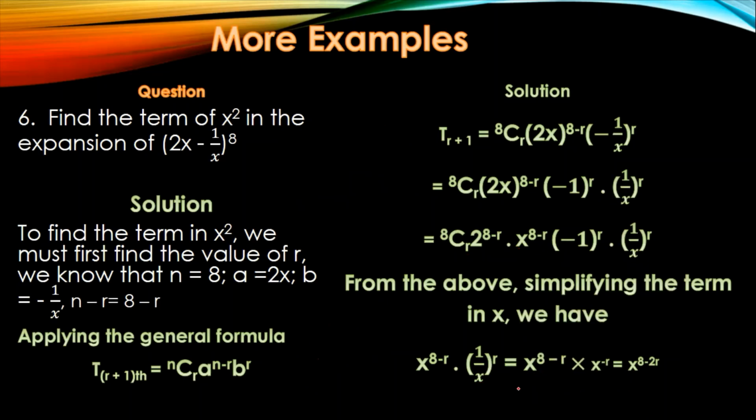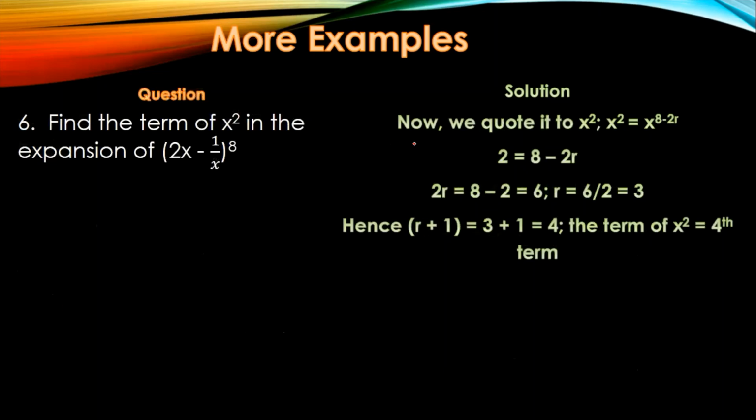Now from this, we know that this will give x raised to the power of 8 minus r, and we know from the law of indices that once we have times, the exponent will become plus. And what do we have here? Minus r, so minus r. Is that okay? So we have x raised to the power of 8 minus r, then plus minus is minus, which is minus r, and minus r will give us minus 2r. That's why we have 8 minus 2r. Now let's continue solving.